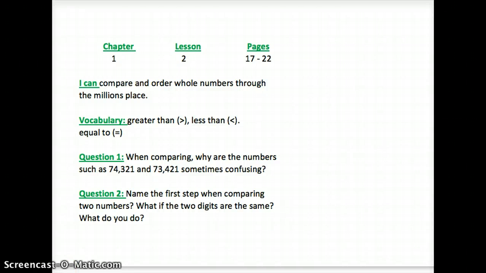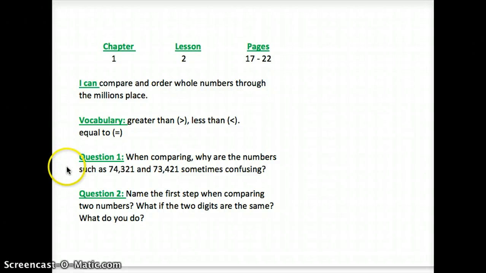For this video, we are learning about Chapter 1, Lesson 2, which can be found on pages 17 through 22. Our objective is I can compare and order whole numbers through the millions place. Vocabulary for this unit: greater than, less than, equal to.